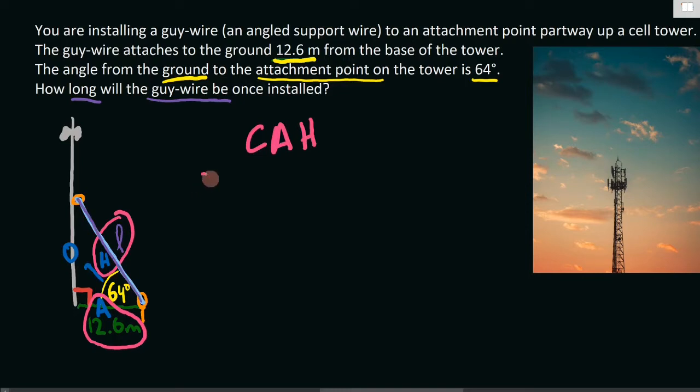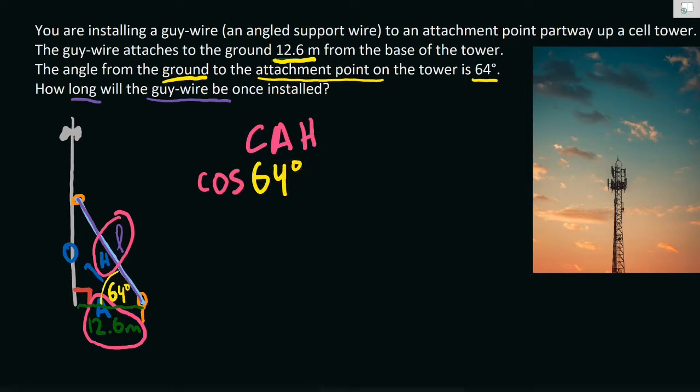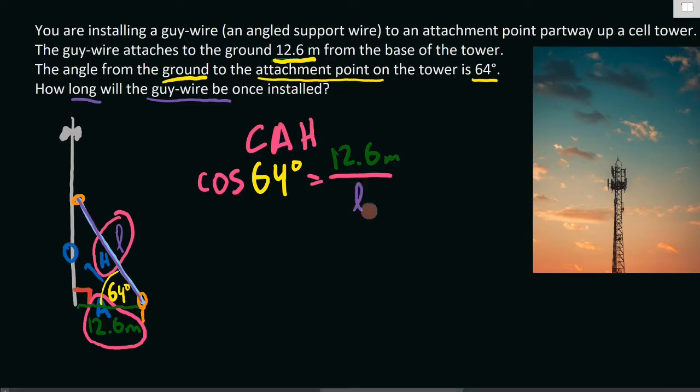Okay, so that is the cosine of our angle, 64 degrees, equals our adjacent. Our adjacent is 12.6 meters over our hypotenuse. That's what we don't know. That's the length of our guy wire. Okay, this is one where we've got our unknown side in the denominator.